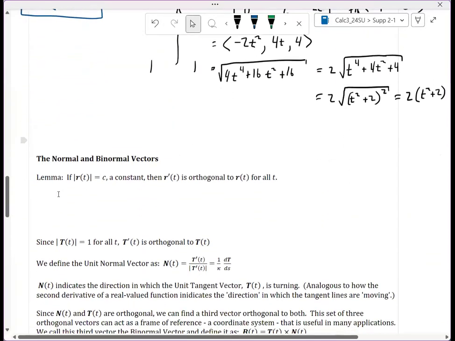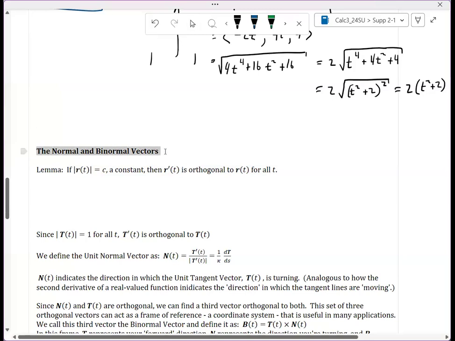Okay, so moving on to the next section here, the normal and binormal vectors.